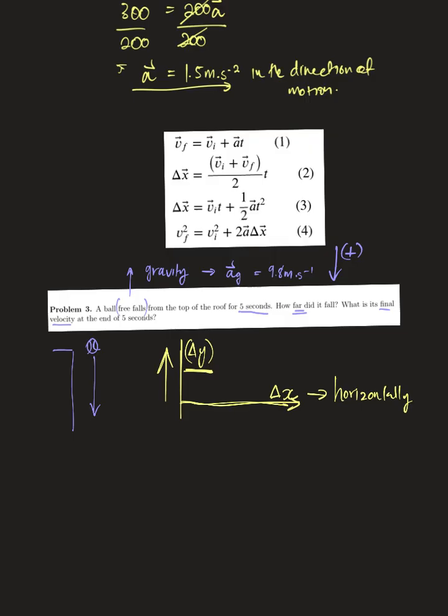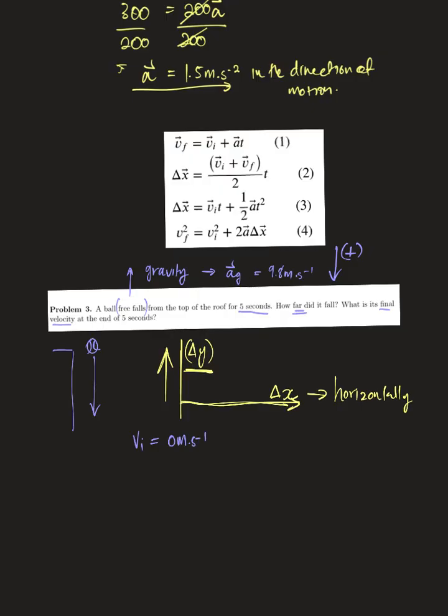So let's have a look at what we mean by that. Let's write down our information. It says a ball free falls from the top of a roof, all right? That means that before it falls, the V initial value is 0 meters per second. It's not moving, it's going to still fall, right?